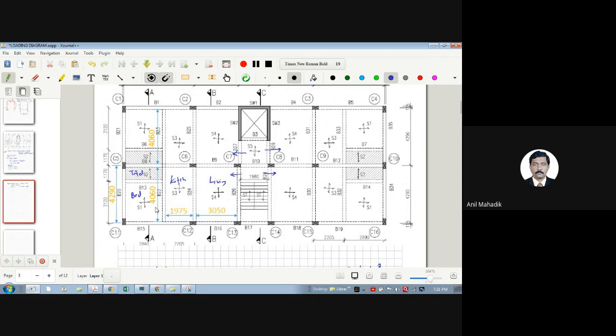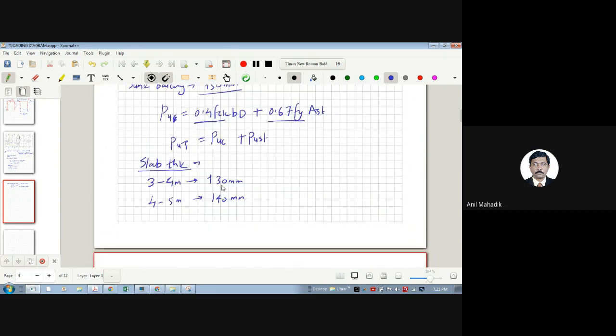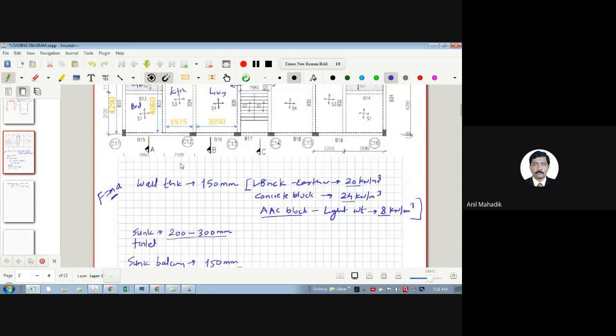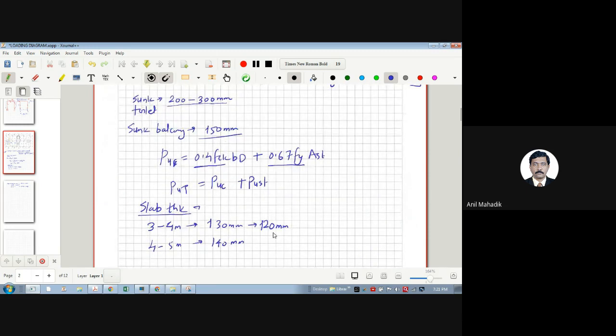So this is also, let's say, 3 meters by 2.8 meters here. So let's assume all slabs to be, because they are all less than 4 meters, you can comfortably assume 130 or 125 mm also. Now for the calculation purpose, I am assuming 120 mm because some slabs are lesser. So I'm assuming somewhere more and somewhere less. So let's take an average of 120 mm.